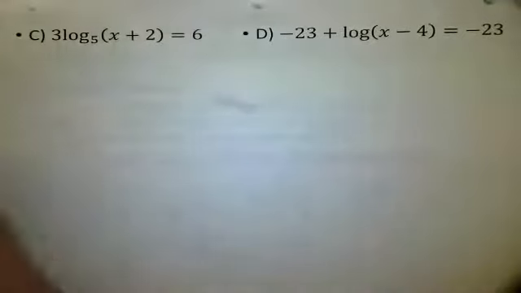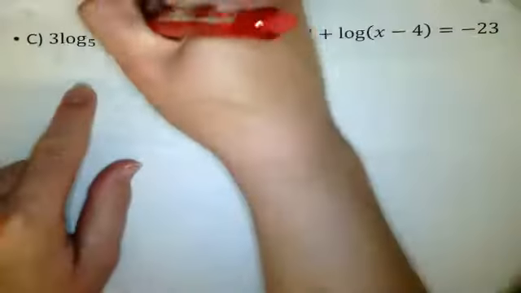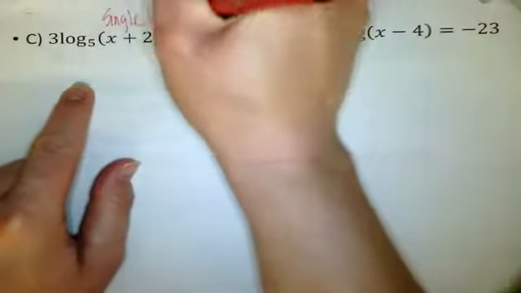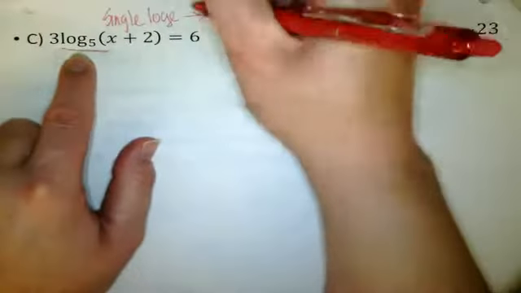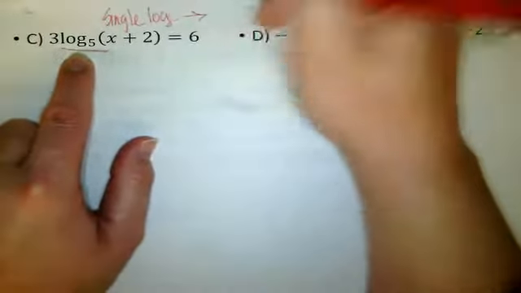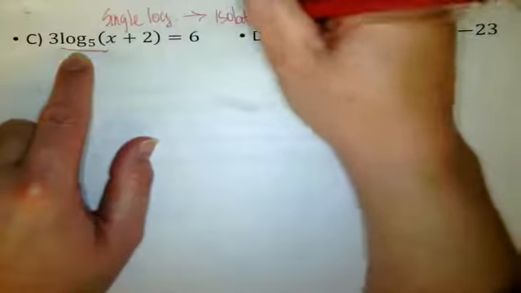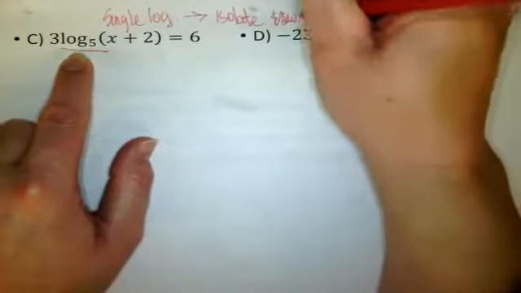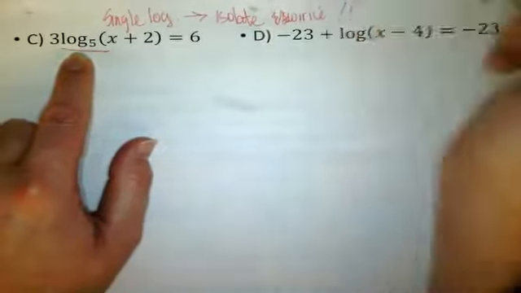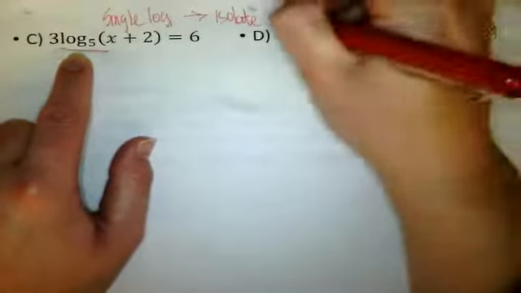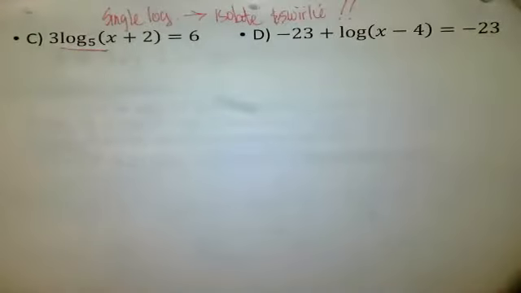Last 2. All right, letter A and letter B were examples of the one-to-one property, where you have a log equal to a log. Do we have that here? No, we do not have a log equal to a log. This is a single log. There it is. There's the single log. So, isolate and swirly. Isolate and swirly is the process. Single log, isolate, and swirly.